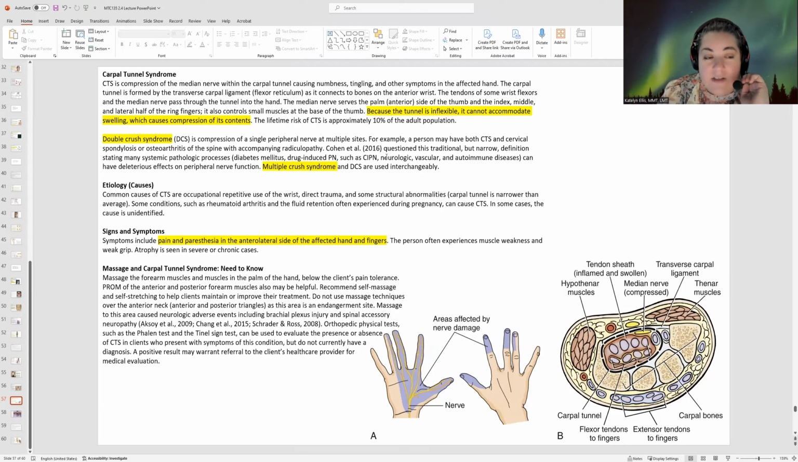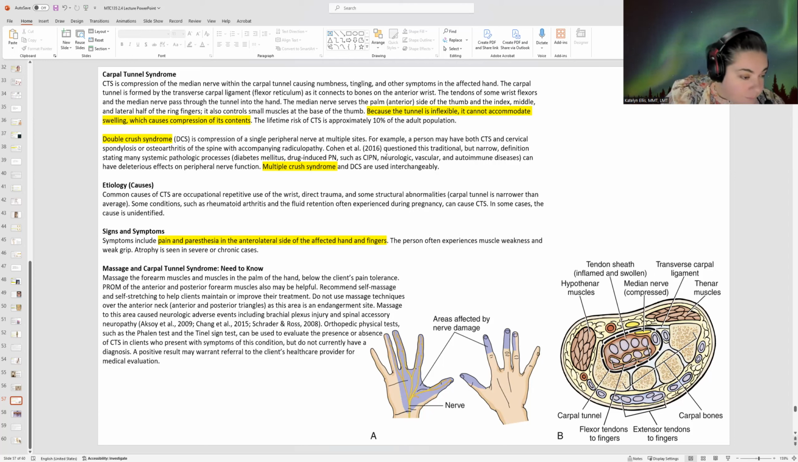It can become not only numb for the skin, but it might be hard to pinch and grasp things as well. Usually this is caused by repetitive use of the wrist, direct trauma, or some structural abnormalities. The carpal tunnel is narrower than average in some people, an anatomical difference between people, and someone with a much narrower tunnel is going to have more trouble. Things like rheumatoid arthritis or fluid retention. Carpal tunnel syndrome becomes much more commonplace during pregnancy because of the fluid retention. And sometimes we just don't know what causes it.